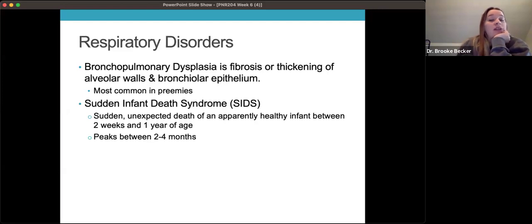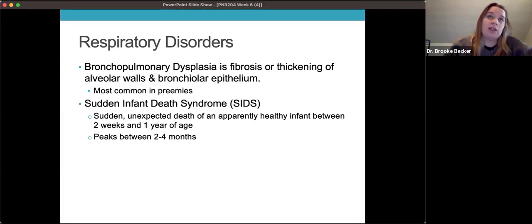SIDS, or sudden infant death syndrome. That is a sudden, unexpected death in a kiddo 2 weeks to 1 year of age. The risk potentially peaks the highest between 2 to 4 months. Boys are more at risk than girls for SIDS. Obviously, if parents are smokers or that baby has exposure to smoke, that's more of a risk factor. Being more premature is also a risk factor for SIDS.